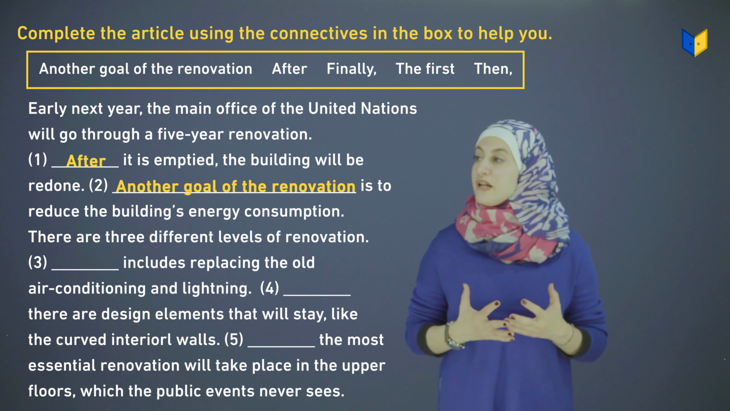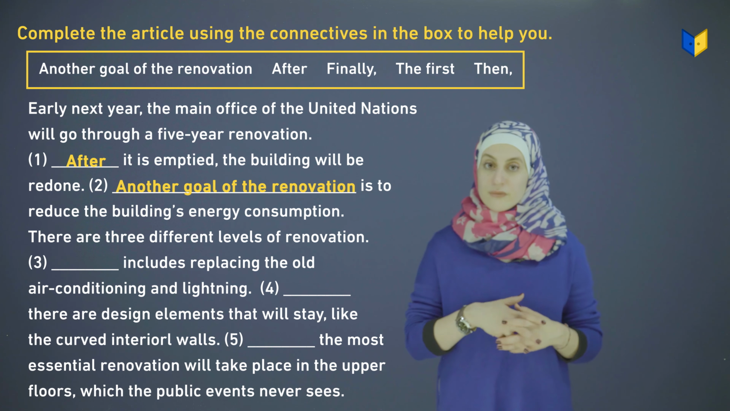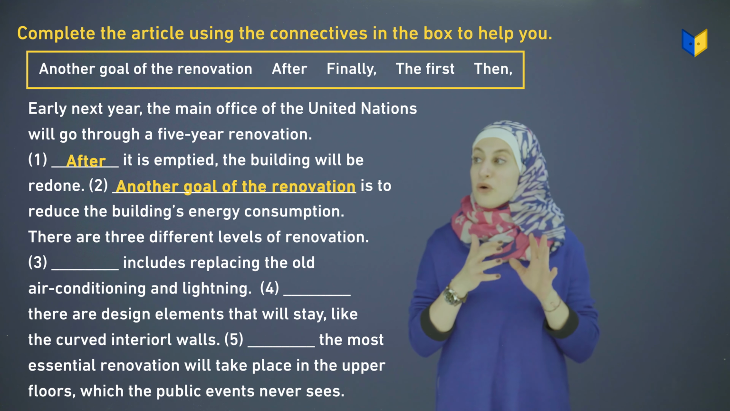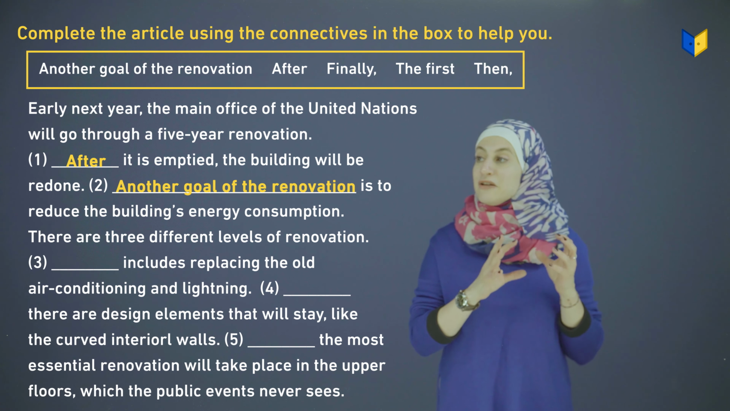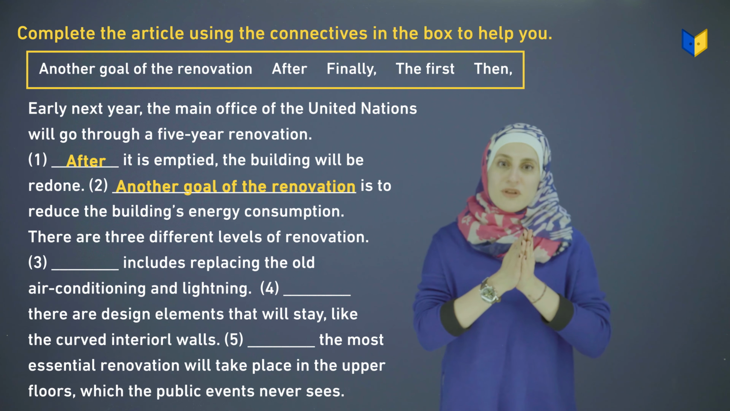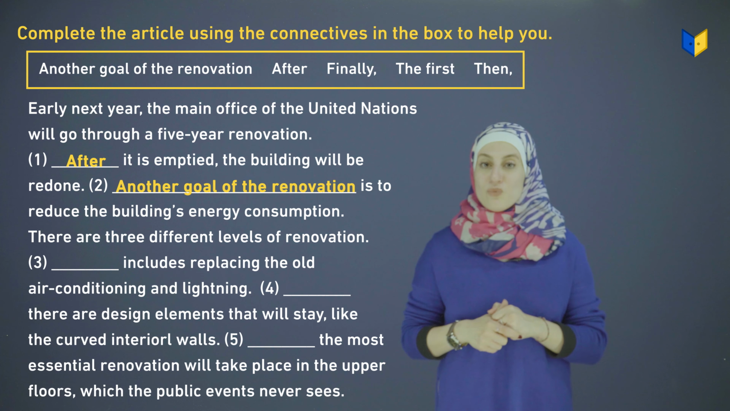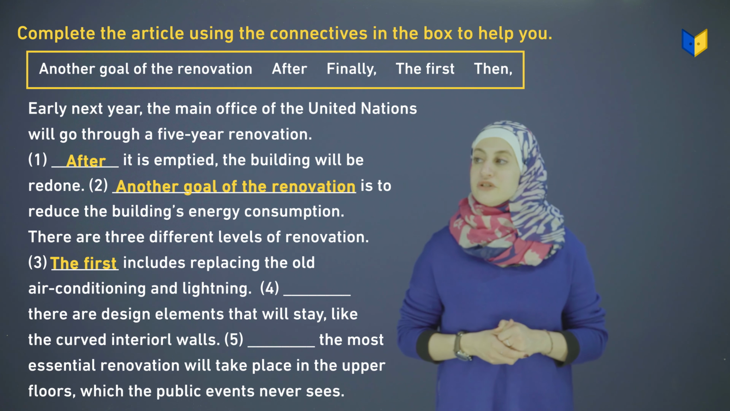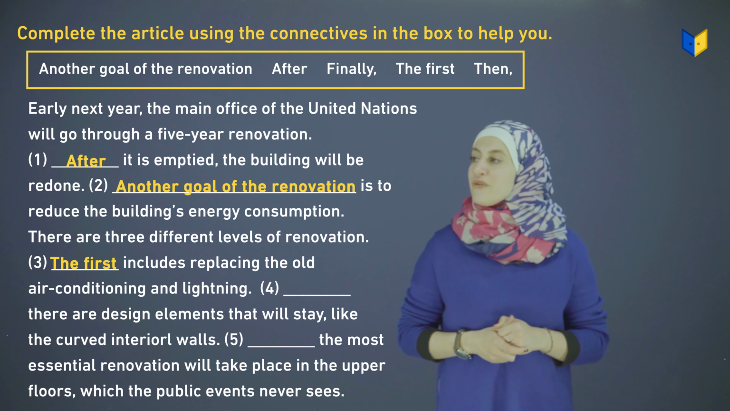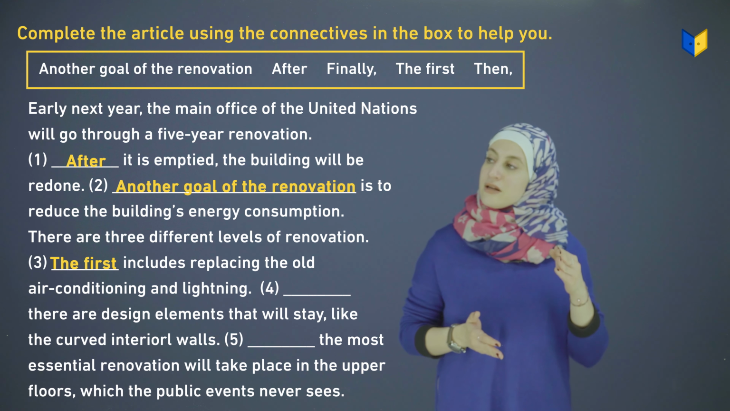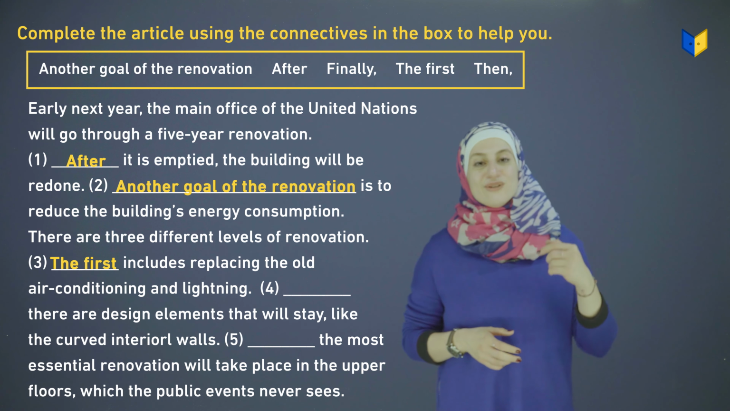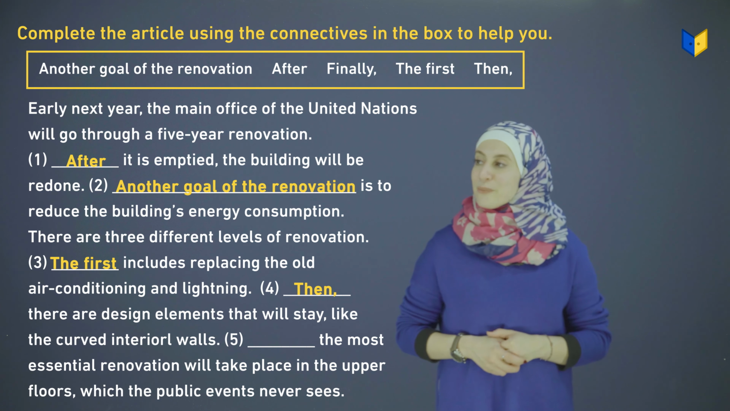There are 3 different levels of renovation. Space 3 includes replacing the old air conditioning and lighting. So we started with the first one. So my word would be the first includes replacing the old air conditioning and lighting. Number 4, there are design elements that will stay, like the curved interior walls. Then, we're going to use then because we moved to another step.